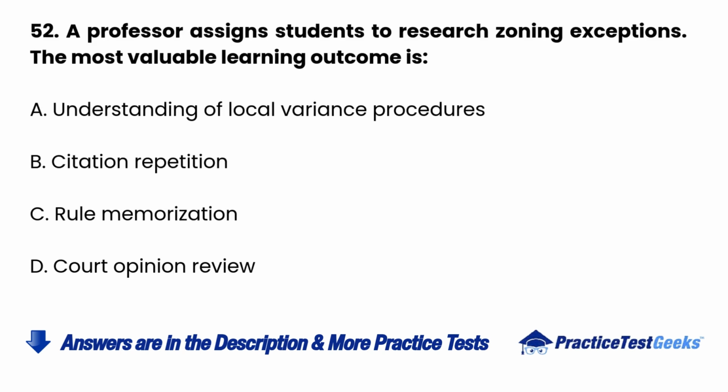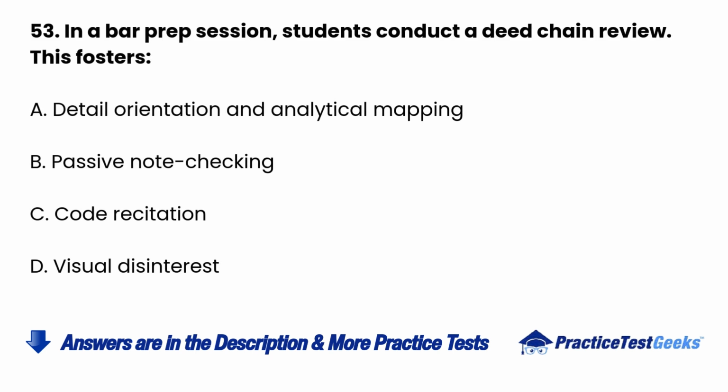52. A professor assigns students to research zoning exceptions. The most valuable learning outcome is A. Understanding of local variance procedures. B. Citation repetition. C. Rule memorization. D. Court opinion review.